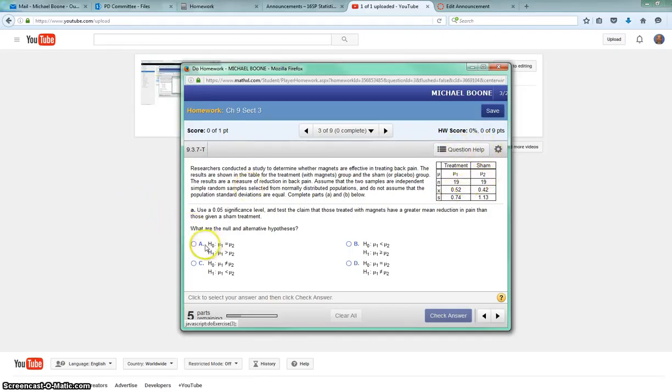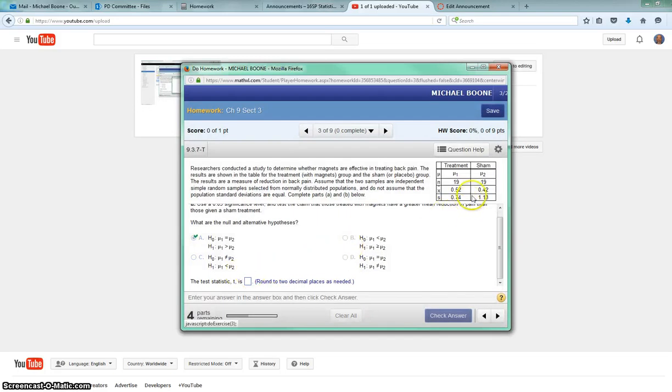So if we were doing our null hypothesis, do not assume that the population standard deviations are equal. We'll talk about that in a second. Test the claim that those treated with magnets have a greater mean reduction in pain than those given a sham treatment. So our null is always that they're equal to each other. And then we think this one is going to be bigger than this one, right? Because they said is greater, have a greater mean. So that's reading the context.